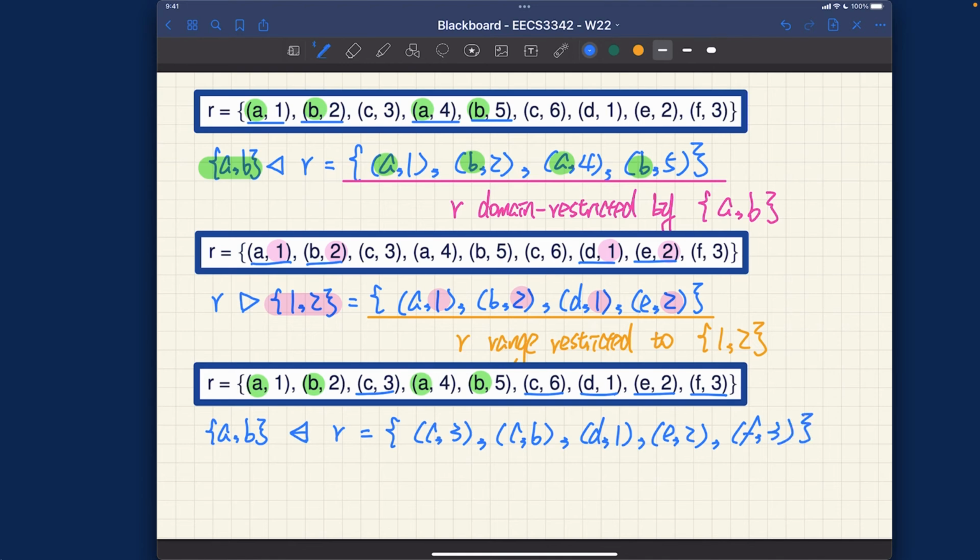Right, that's subtraction. Now you can see that the A and B no longer is part of the domain of this particular relation over here, right? Alternatively, you can write some property over here. You can think about, I'm going to write it down here.